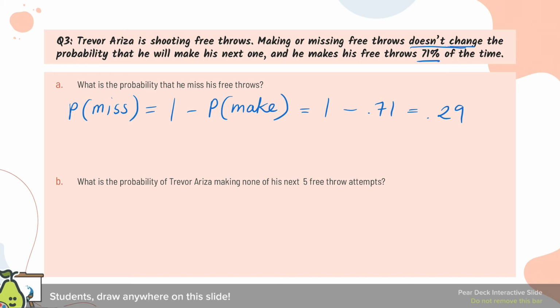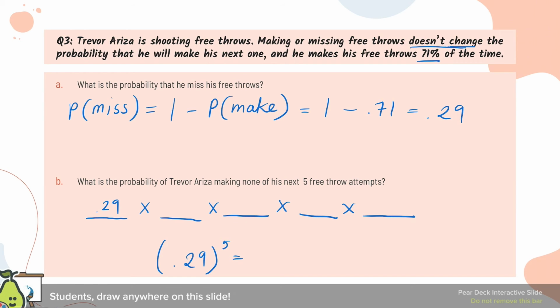Part B says what's the probability of him not making his next 5 free throws. So he's going to shoot and then he's going to miss. Okay, that's the chances of him missing, and then he's going to shoot another time and another time and another time and for the 5th time. So that's 1, 2, 3, 4, 5 times, or we simply could have just done 0.29 to the 5th power, and that's going to give me some value. So you can calculate that out on your own. That should be a simple calculation.